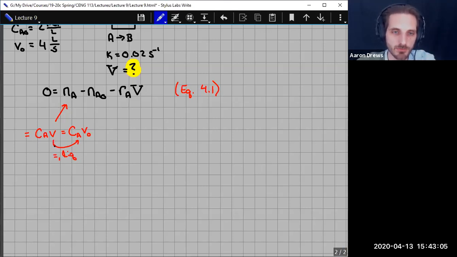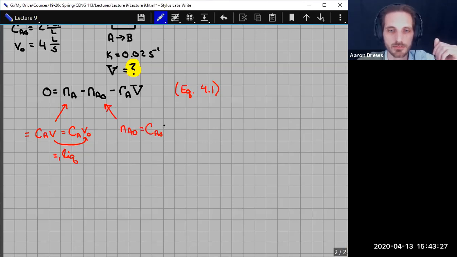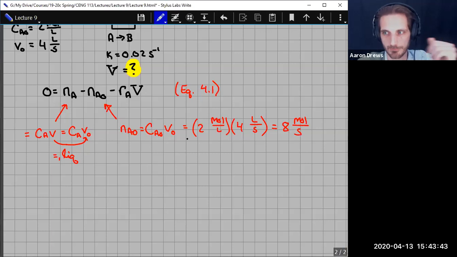Specifically the V's, right? The V going out versus the V going in are the same because we have a liquid. These are equal because they're a liquid. If we look at the moles of A coming in, our concentration coming in times the volumetric flow rate coming in, which was given to us as 2 moles per liter and 4 liters per second, our molar flow rate has the units that we would expect, which is 8 moles per second.